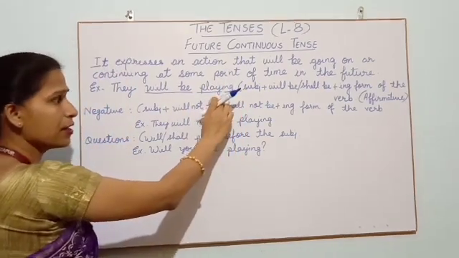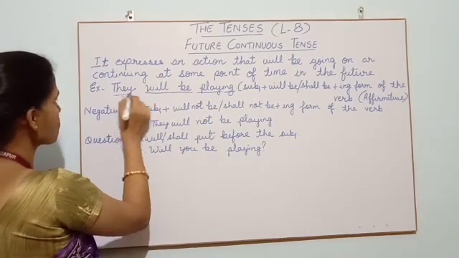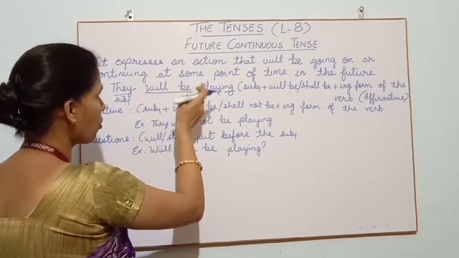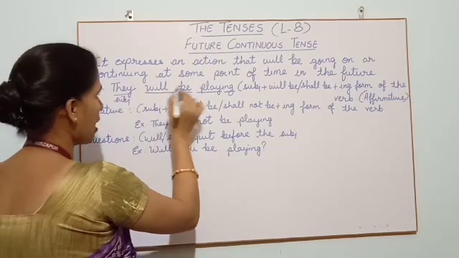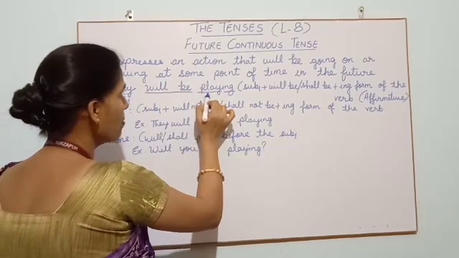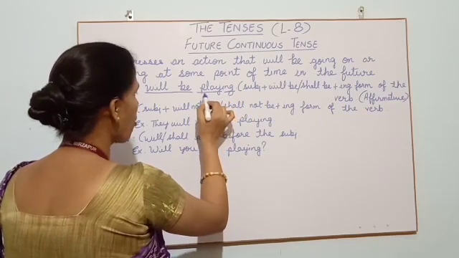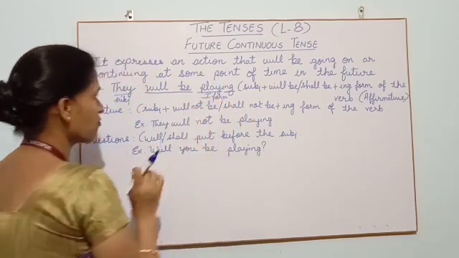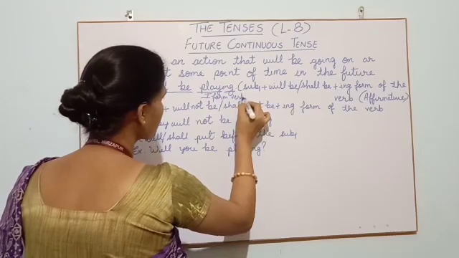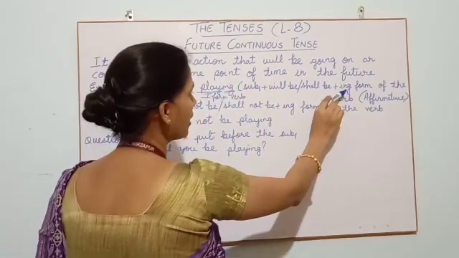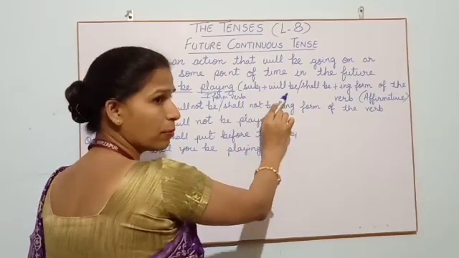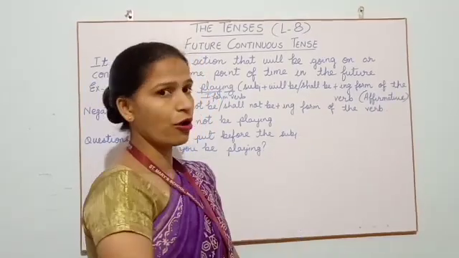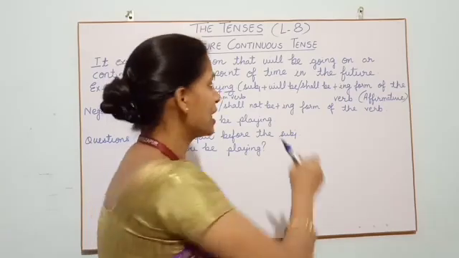So what is our formula here? This is our subject. Then will be or shall be can be added accordingly, according to the subject. Then we have verb plus ing. This is the root form, you can say the first form of the verb, and definitely you have to add ing. So subject plus will be or shall be plus ing to the root form or base form of the verb.